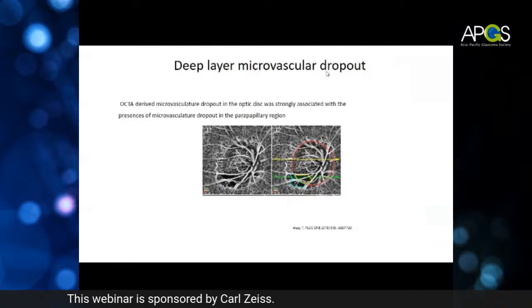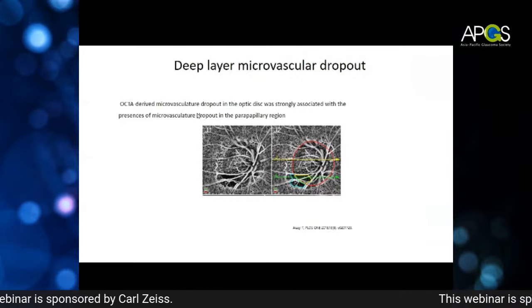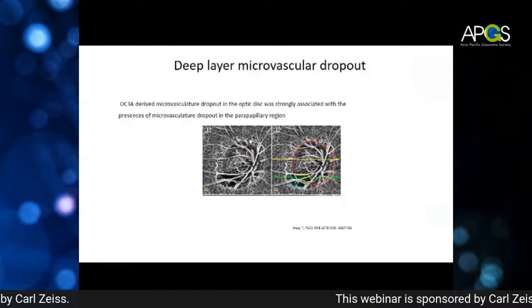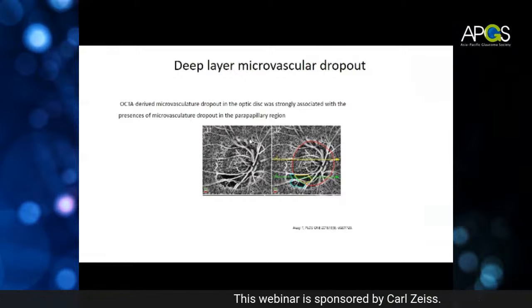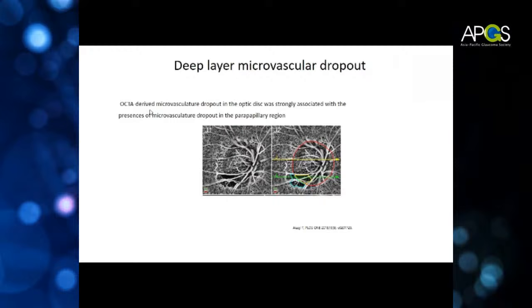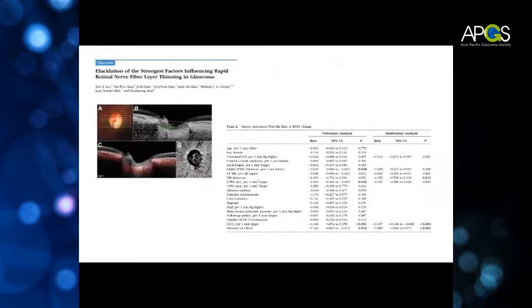What about deep layer microvascular dropout? Deep layer MvD is also an interesting finding which can be assessed by OCT angiography. OCTA-derived microvasculature dropout in the optic disc was strongly related to the presence of microvascular dropout in the peripapillary region. So this optic disc MvD and parapapillary choroidal MvD were closely related, which is a very interesting finding.